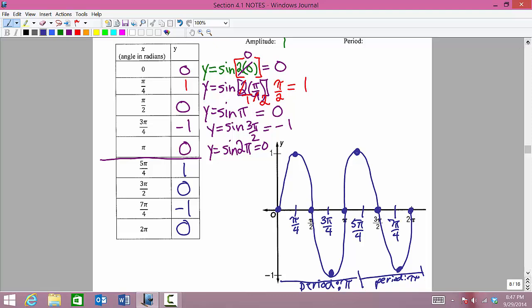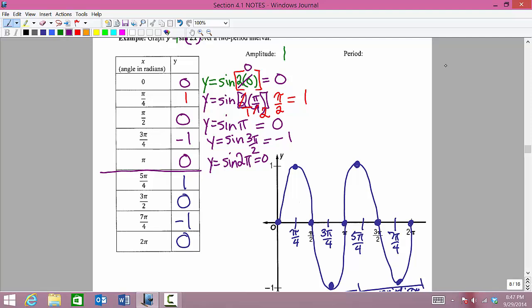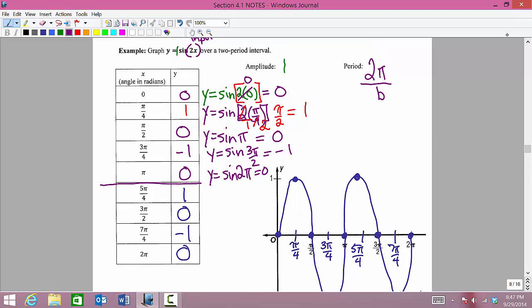So the period actually is going to be found by taking 2 pi and dividing by b. The value that we multiplied on the inside of the function is called b. 2 pi divided by the number that's multiplied times the inside of our function. So that would be 2 pi, and here our number that we multiplied on the inside of the function was 2. 2 pi divided by 2. So that tells us that the horizontal distance, or the amount of units required to complete one full cycle of sine, would just be pi units.